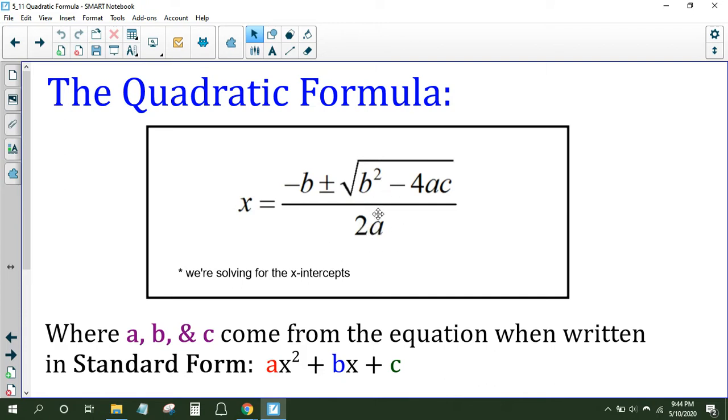Well, where are we getting all of these letters from? The a, the b, and the c come from the quadratic equation when it's in standard form, ax squared plus bx plus c. We're going to plug these values into this formula and solve for x.